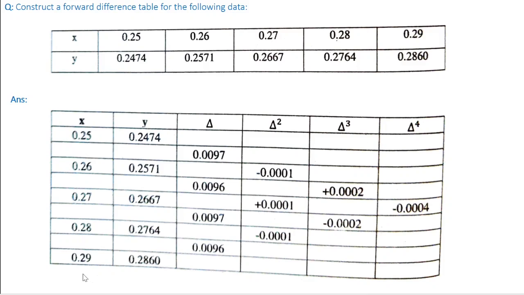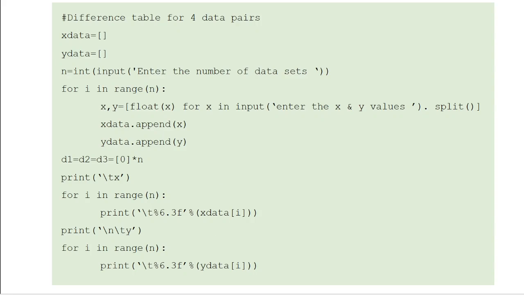Now you have to print the second column. The title is y. So print \n \t y. So each print statement will print in a new line, but if you want to leave an extra space, extra vertical space or an extra gap, you can use the \n. So in that way, there will be a gap between the x column and the y column. That's the only idea.